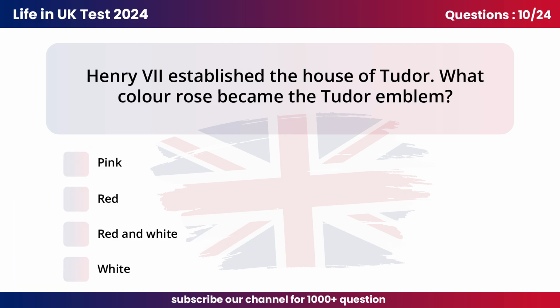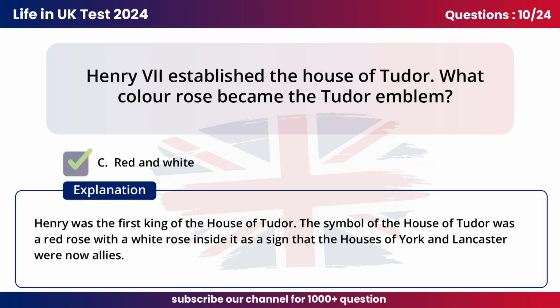Question 10. Henry VII established the House of Tudor. What color rose became the Tudor emblem? C. Red and white. Henry was the first king of the House of Tudor. The symbol of the House of Tudor was a red rose with a white rose inside it as a sign that the houses of York and Lancaster were now allies.